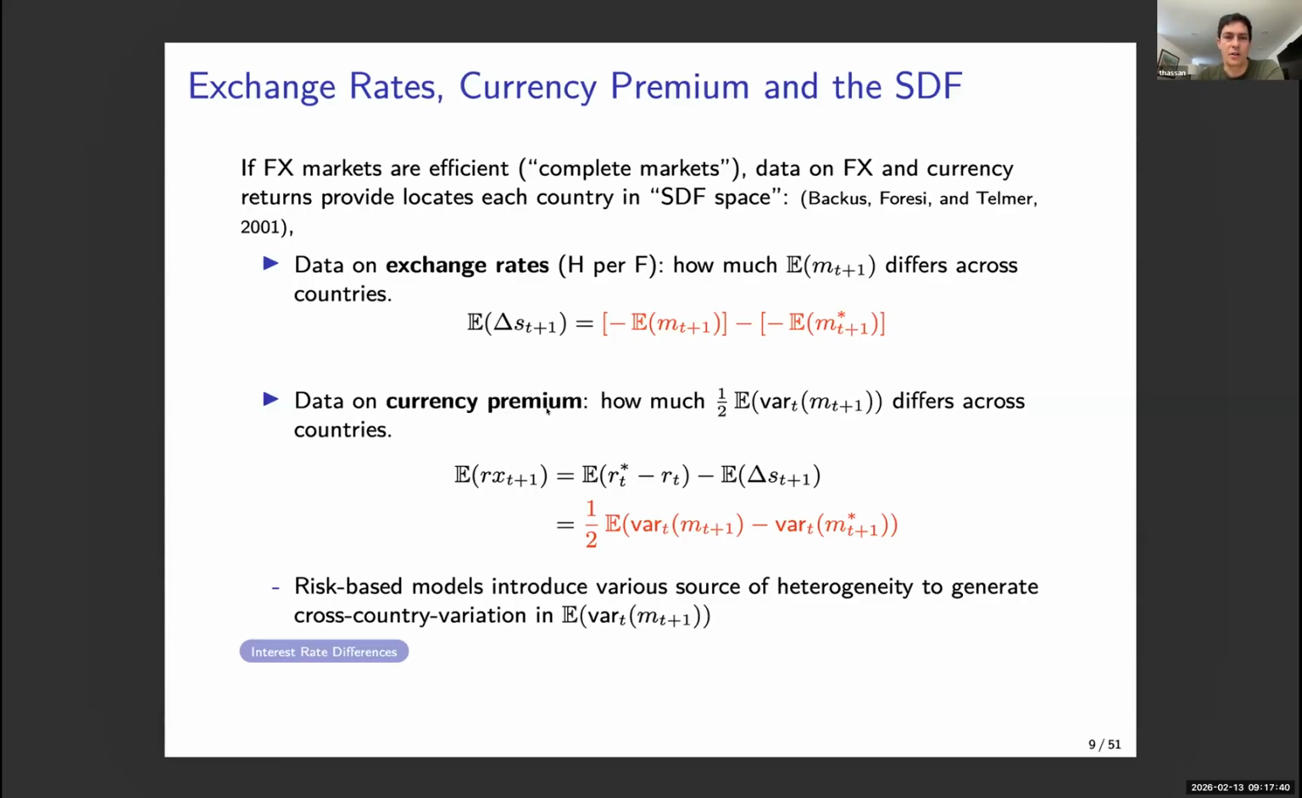The data on the currency premium, like how much money do I make by borrowing in one currency and lending in the other currency, disciplines how far countries have to be apart on the horizontal axis. So it disciplines how big the differences in the variance of M have to be. Essentially, risk-based models of violations of uncovered interest parity, or risk-based models of the carry trade, are basically theories of why these variances differ across countries. That's essentially what these models do.